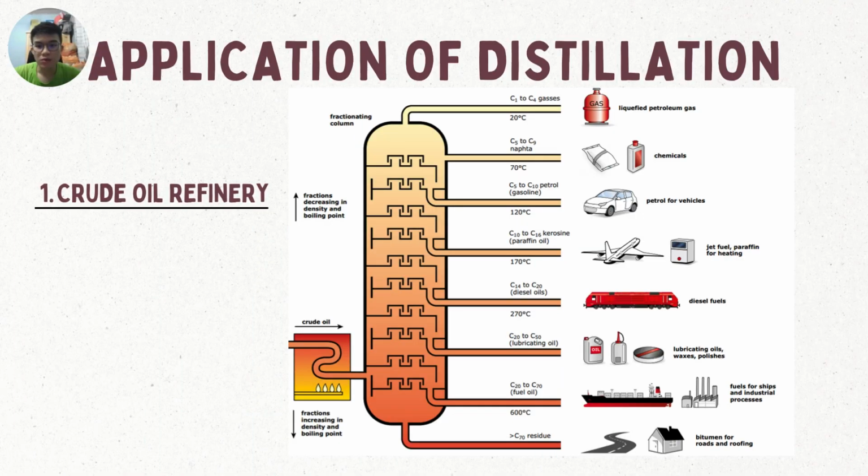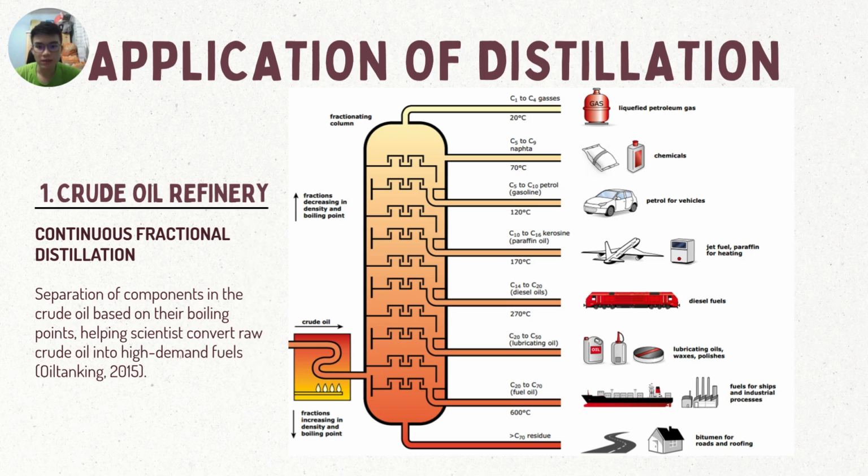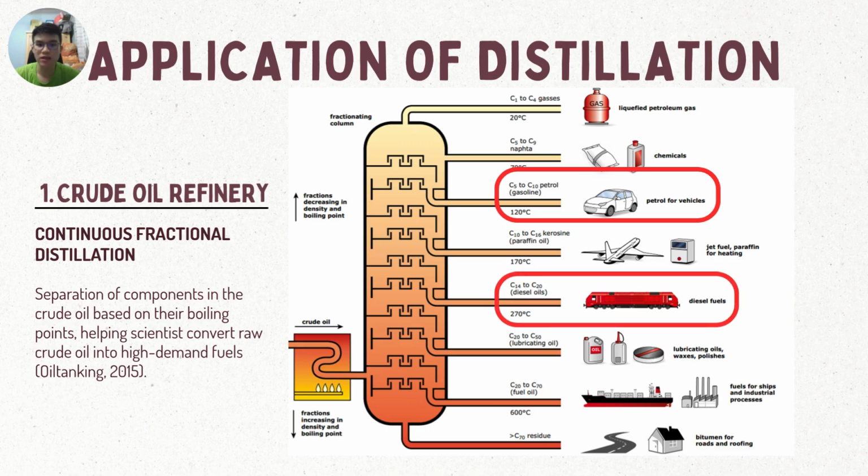Now let's further elaborate on crude oil refinery. It uses the continuous fractional distillation method to separate components in the crude oil based on their boiling points. This helps scientists convert raw crude oil into high-demand fuels such as gasoline and diesel used in vehicles and liquefied petroleum gas used in the kitchen. The diagram on the right shows clearly what each component can be used for at different temperature ranges.